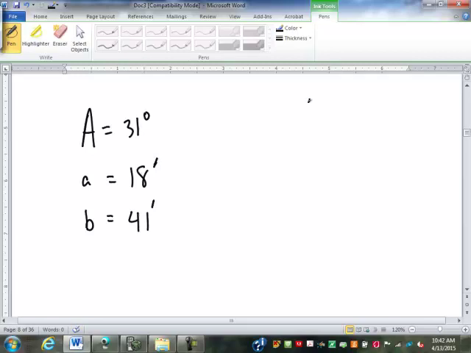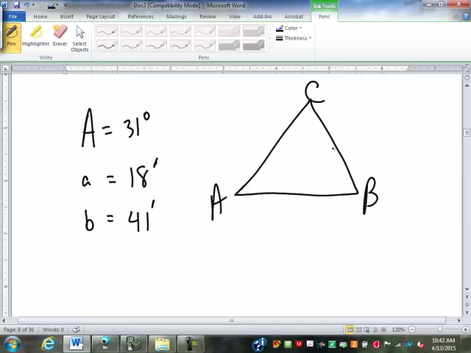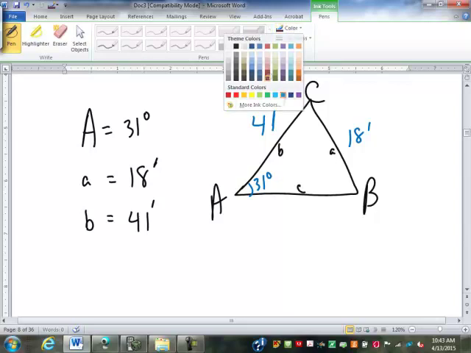Well, of course, our standard picture for triangles is going to look something like this. Label our angles A, B, and C. Once we've done that, we can label our sides by the opposite angles. So A, B, and C. Here we know that angle A is 31 degrees, side A, 18 feet, and side B is 41 feet. Tell me what to do from here.